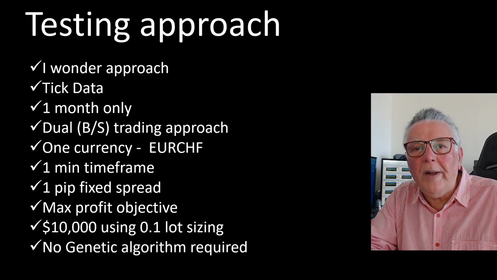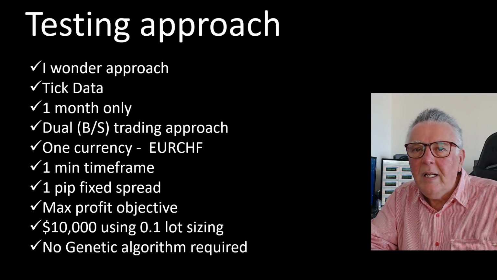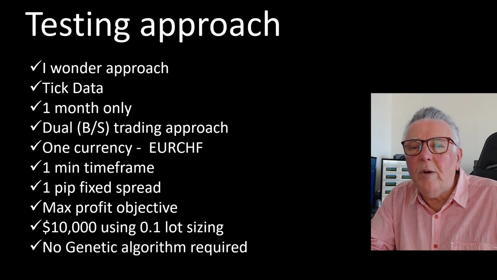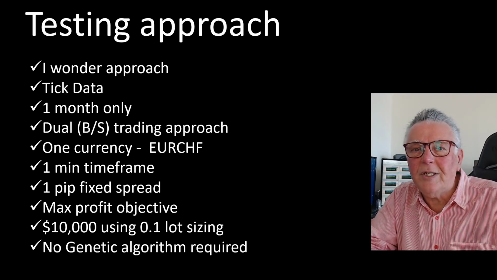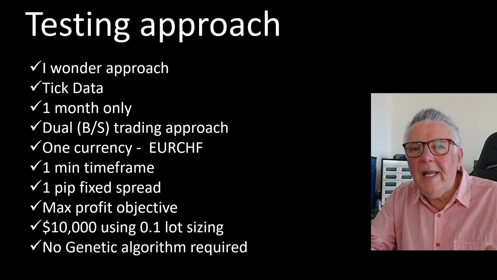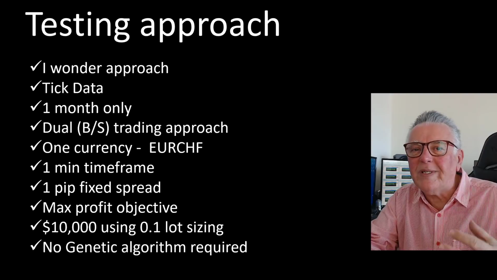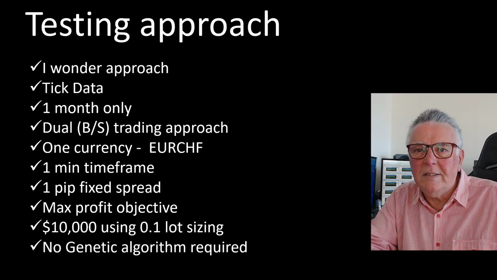I'm going to use a 1 pip fixed spread for the euro franc, and hopefully your broker will be in that region. Not too serious. The people that have done well in the competition have used 3 pip spreads for their euro franc trading, so you can do well with even up to 3 pips of spread. And we're going to use the maximum profit objective. So in other words, we're looking for the settings that will create the maximum profits for us. So that's why we're using that objective.